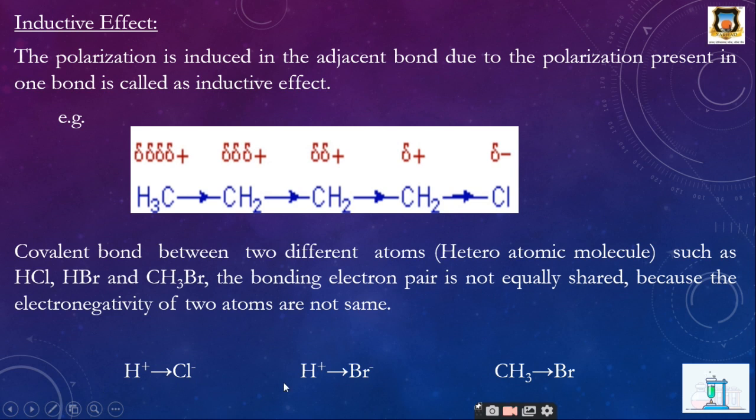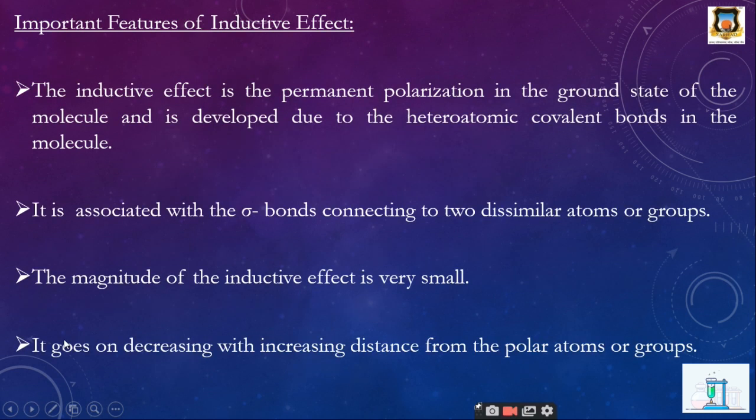In this, chlorine and bromine have more electronegativity than the hydrogen and carbon. Therefore, they have tendency to withdraw or pull this bonding electron pair more towards themselves. Therefore, they acquire slight negative charge, and the hydrogen and carbon acquire slight positive charge. Therefore, there is polarization present in these covalent bonds, because there is electronegativity difference. And the inductive effect is the polarization induced in the adjacent bond due to the polarization present in one bond.